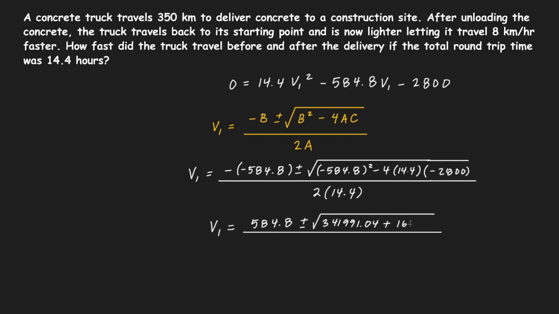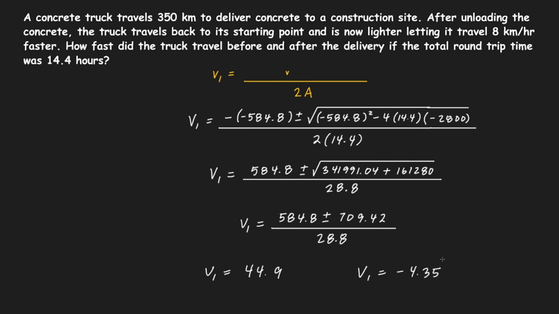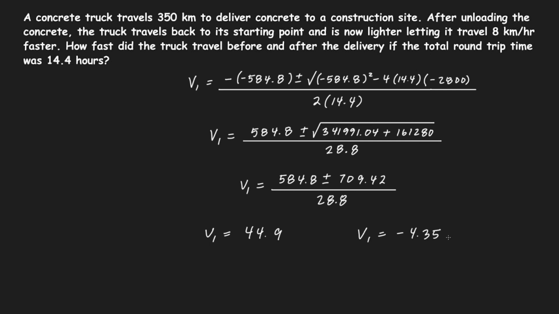And now, simplifying our quadratic equation, we end up with two values for V1, which are 44.9 and negative 4.35. Note that the velocity cannot be negative, otherwise the truck would be driving backwards. We cross out the negative 4.35 and take 44.9 as our answer. So now V1, which is the delivery trip speed, is found to be 44.9 kilometers per hour.